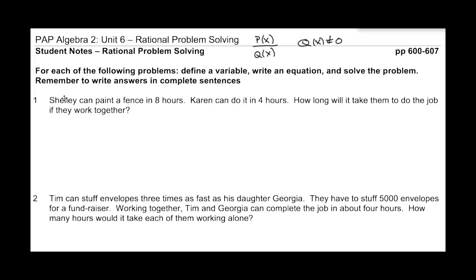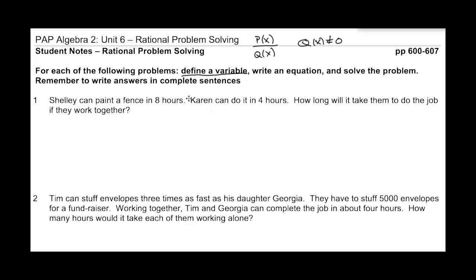Number 1, Shelley can paint a fence in 8 hours, Karen can do it in 4 hours. How long will it take them to do the job if they work together? Okay, so kind of a hidden step here is to get ourselves organized and figure out what we know and what we don't know. Once we come across what we don't know, that's where we're going to be defining a variable to describe what's going on there. Okay, so let's go through.